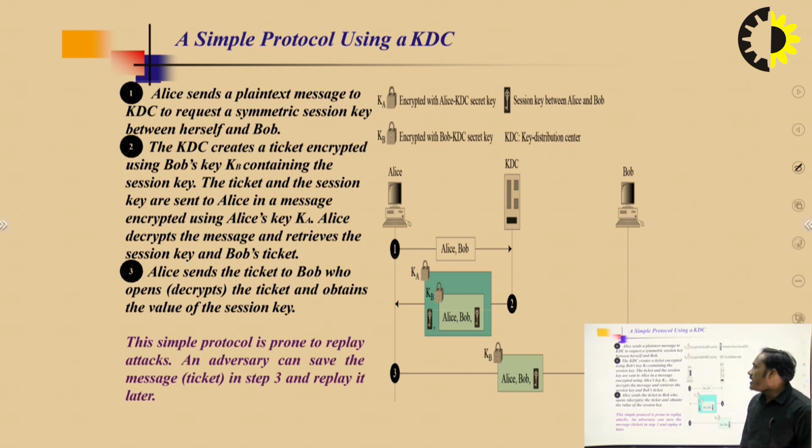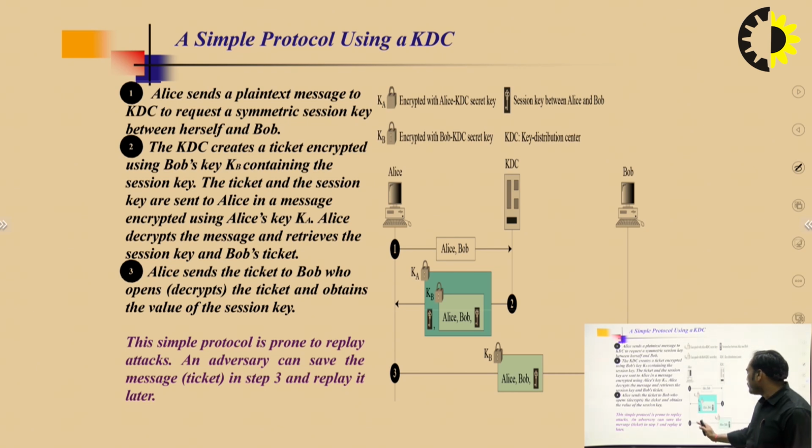The KDC creates a ticket, encrypted using Bob's key KB, containing the session key. The ticket and the session key are sent to Alice in a message that is in encrypted form. You can see here the message with Alice and Bob and the session key. Both are sent back to Alice's side. Alice sends the ticket to Bob, who decrypts the ticket and obtains the value of the session key.